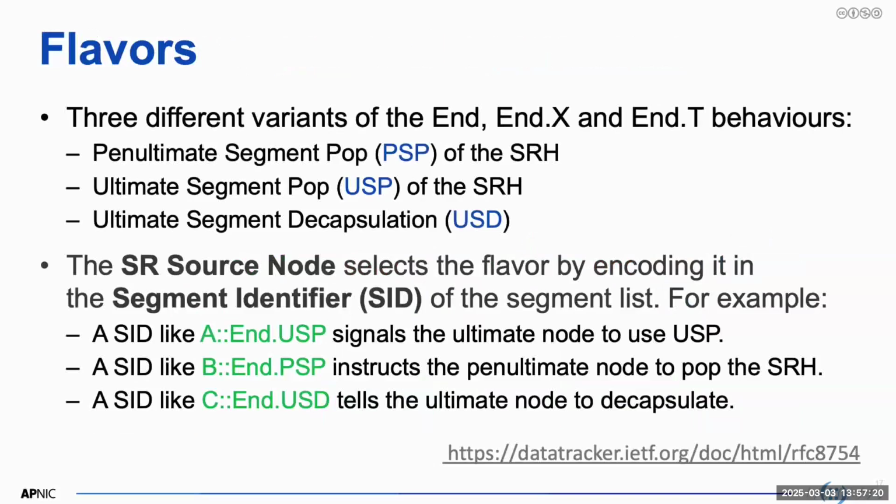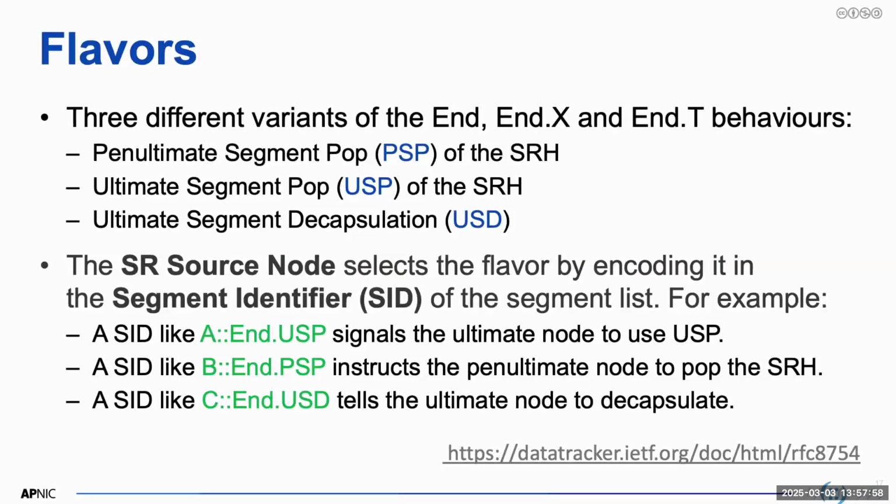So there are different flavors. As we see, when the packet reaches the destination, the destination needs to know what it needs to do with this packet. So there are different behaviors which could be implemented on the destination node, and then it can act accordingly. One of them is the penultimate segment popping. The node before the ultimate segment can pop the segment routing header and just forward the plain payload towards the endpoint node.